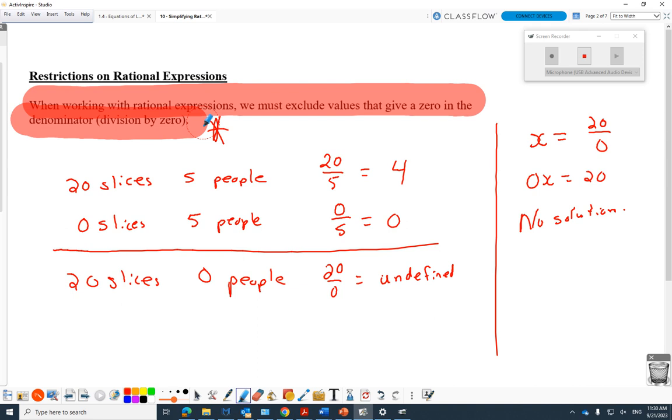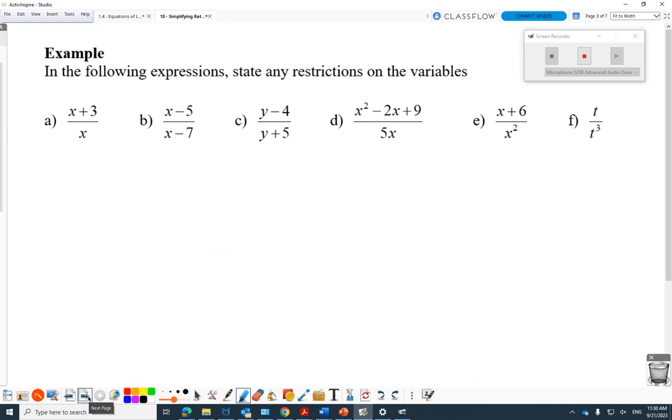So our job in this one, in the following expressions, state any restrictions on the variables. All you have to do is look at the denominator and say, what can x not be, or it would be divided by 0? What x value are you not allowed to sub into this thing because you'd end up with division by 0? 0, okay? Some of them are really easy. You just look and go, x can't be equal to 0.